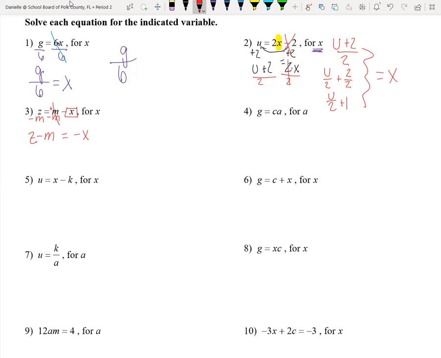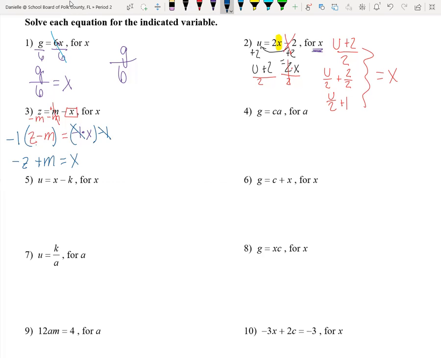Now we need to get rid of that negative sign. Technically, this says -1 times x. And because of that, we could either divide or multiply. It'll be the same thing. I'm going to multiply each side again by -1. So my negatives are going to cancel. And over here, I would have negative z, because we're distributing, plus m equals x. We changed the signs on the left.